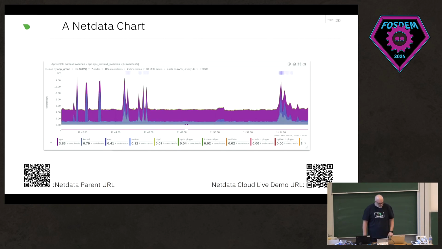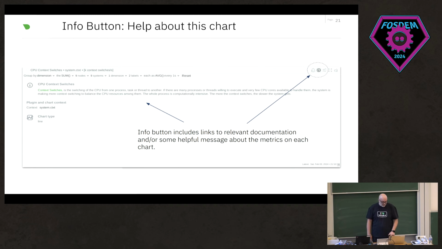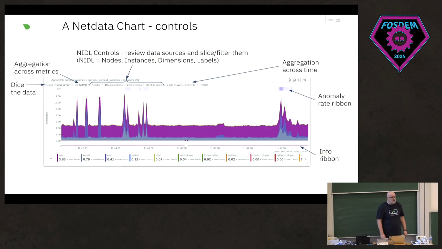So this is a Netdata chart. On the charts, we did the following. Of course, there is an info. What is this? But then we added a number of items on the chart to allow you to slice and dice and see anomaly rates, make sense of that thing.